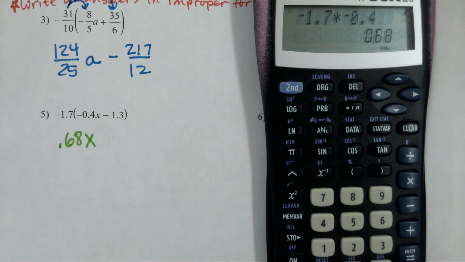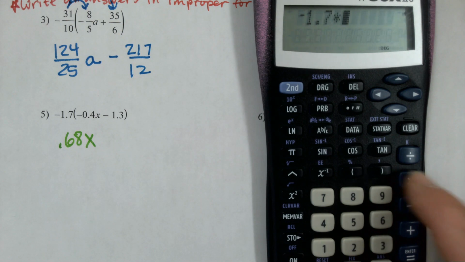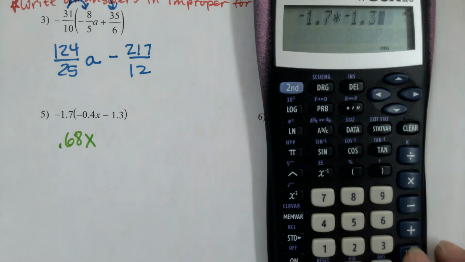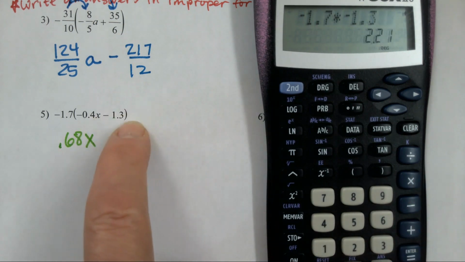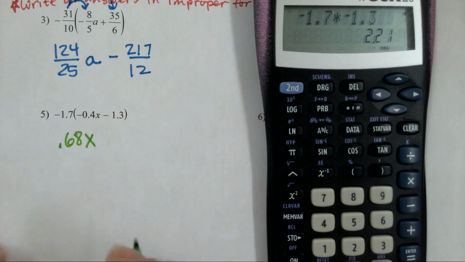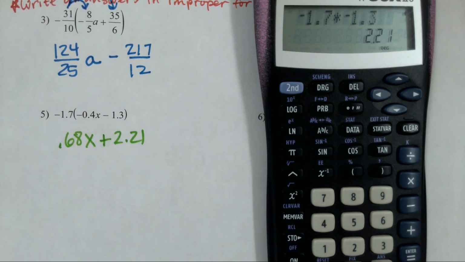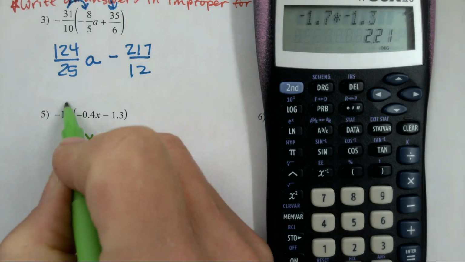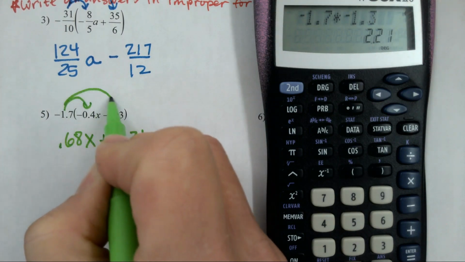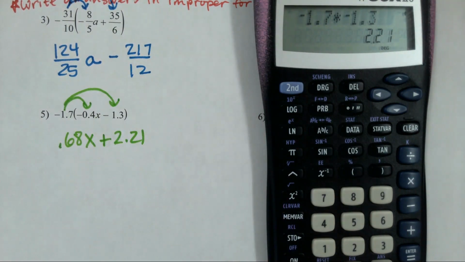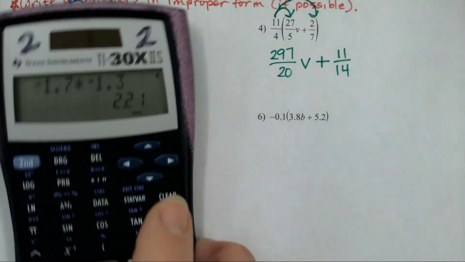Then I'm going to go negative 1.7 times negative 1.3. Again, we'll treat that minus like a negative because it's plus negative 1.3. So this is plus 2.21. Good with that? Nothing fancy. Same rules. Works the same. We're distributing it through. I multiplied by the first and multiplied by the second. And then we'll finish up with our last one.